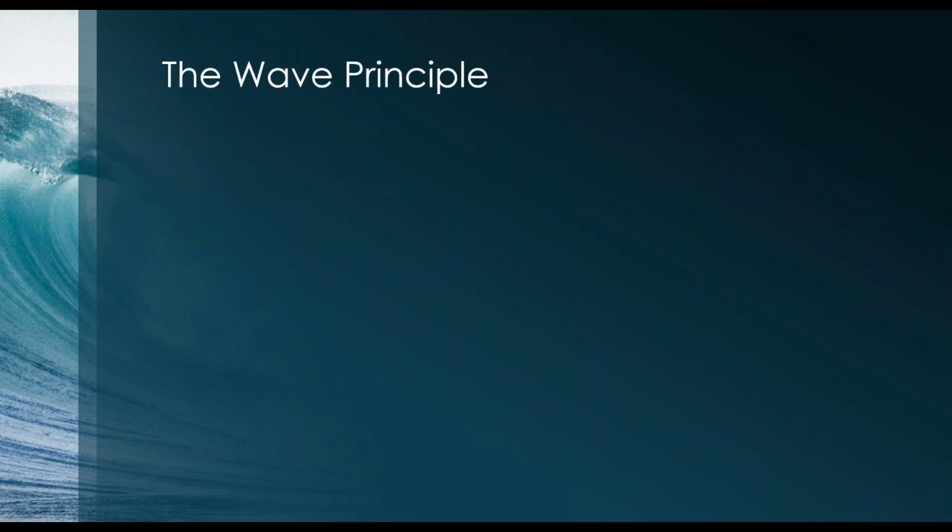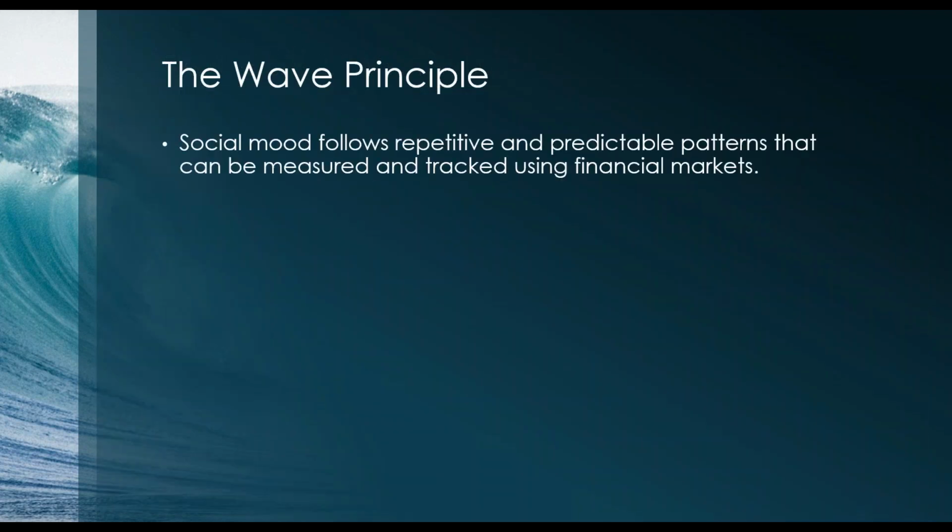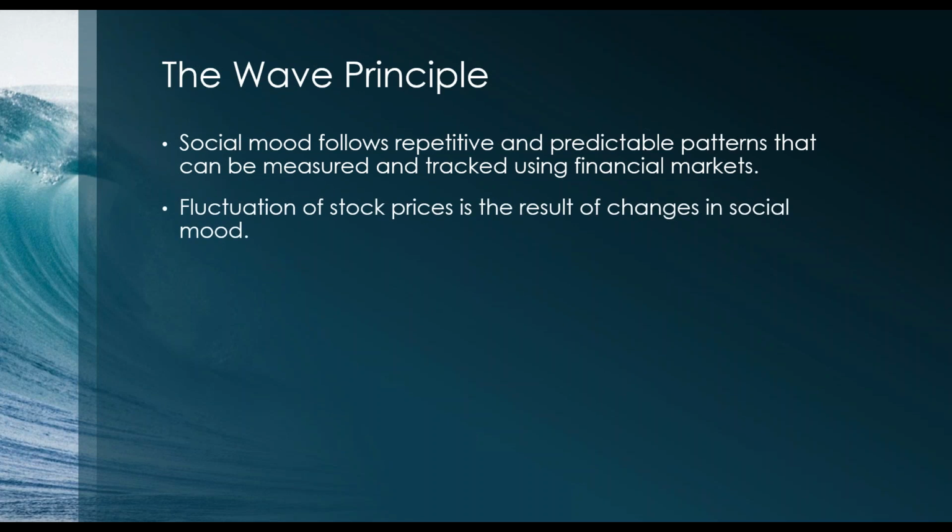All right, so the wave principle. We talked about that's the theory. The wave principle is an indicator of a way we can measure social mood. Because there are so many participants in the stock market, we can use Elliott wave theory to determine what's happening with social mood in the public in real time. And there's no better indicator of what's going on with social mood than what the stock market's doing. Social mood follows repetitive and predictable patterns that can be measured and tracked using financial markets. Fluctuation of stock prices is the result of the changes in social mood.